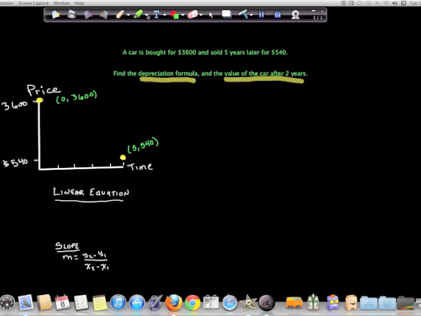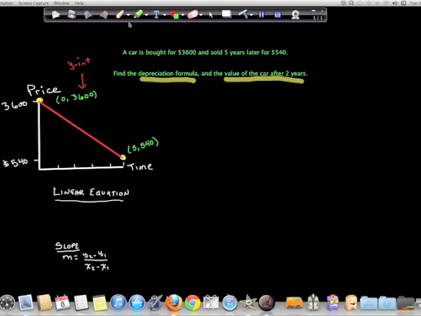So using some key information that's given to us, we can figure out that we have a y-intercept of (0, 3600). So this point that you see on the y-axis here, this is our y-intercept because that's where our line is going to cross the y-axis. The other point we have is (5, 540). In other words, 5 years later, we're selling it for $540. So we can plot both of these points and play connect the dots to create a line.